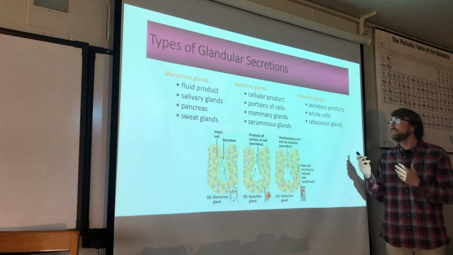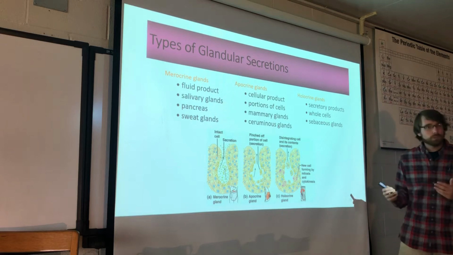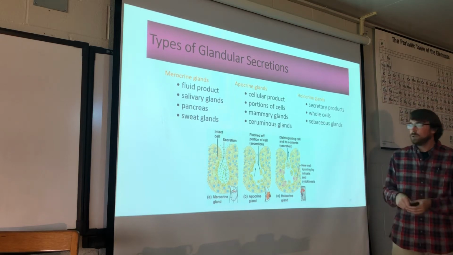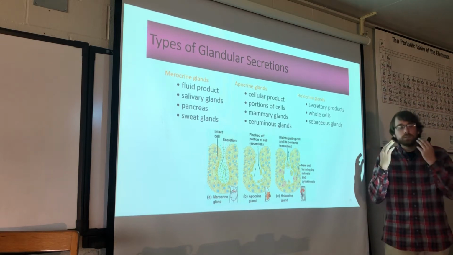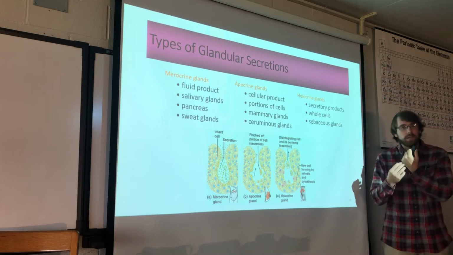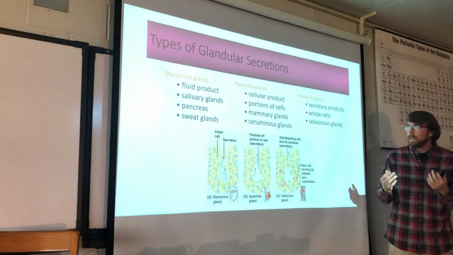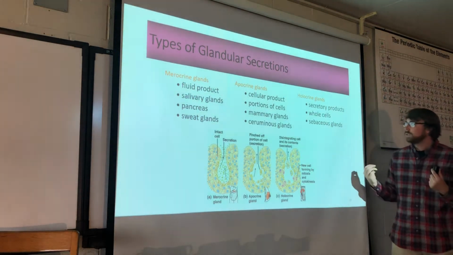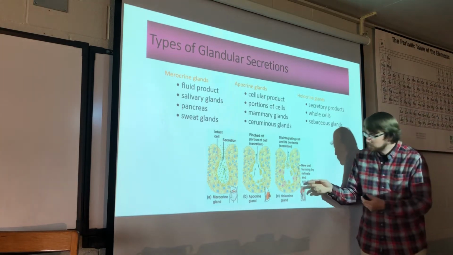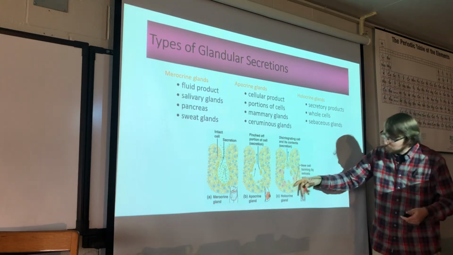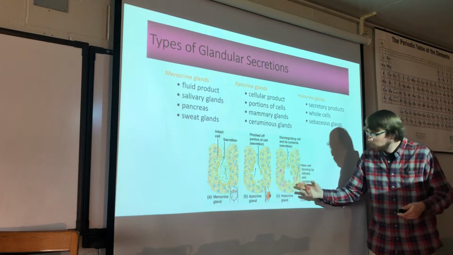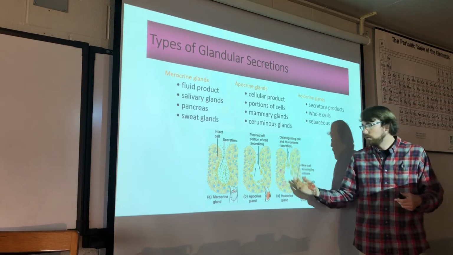Lastly, we have holocrine glands. These are going to secrete whole cells. So your sebaceous glands, your oil glands associated with your hair follicles, they are going to secrete whole cells. So they're going to have fairly rapid cell division. Whole cells will break off and travel through the duct.